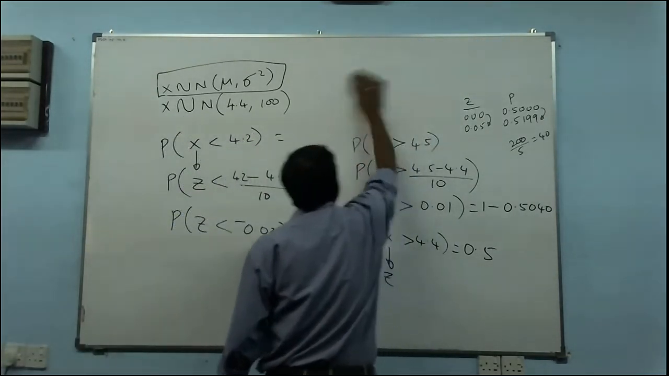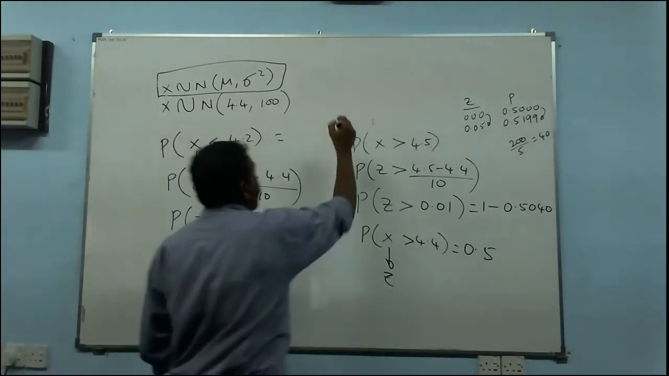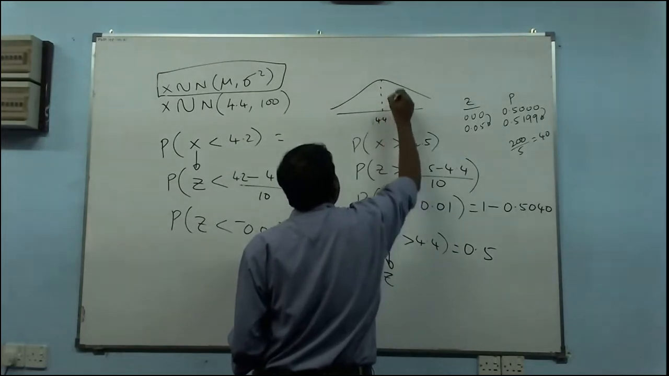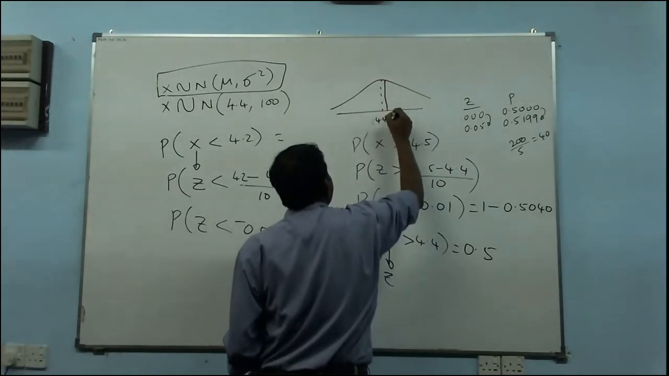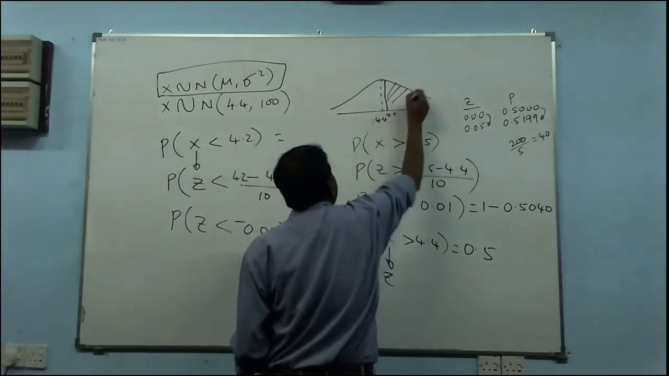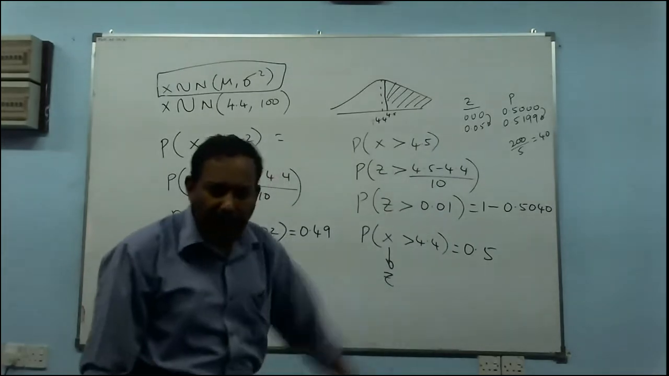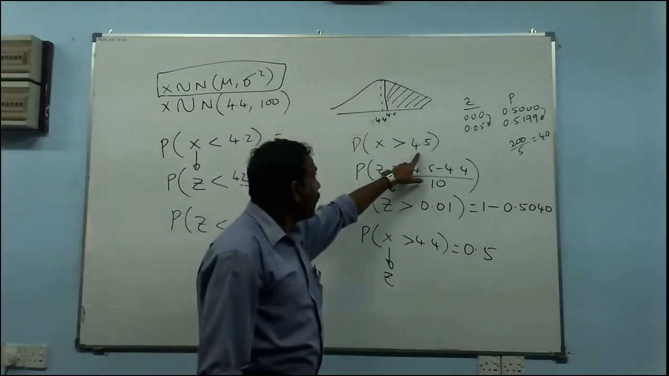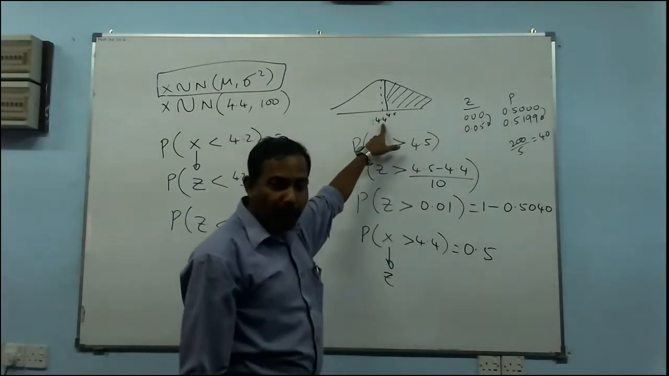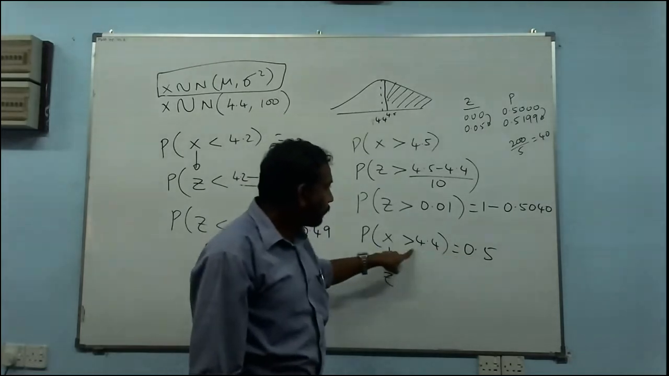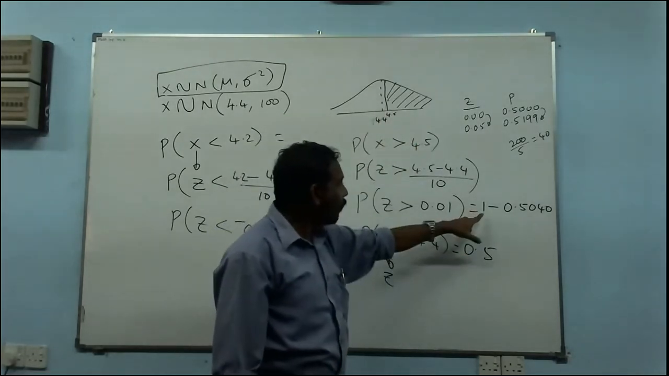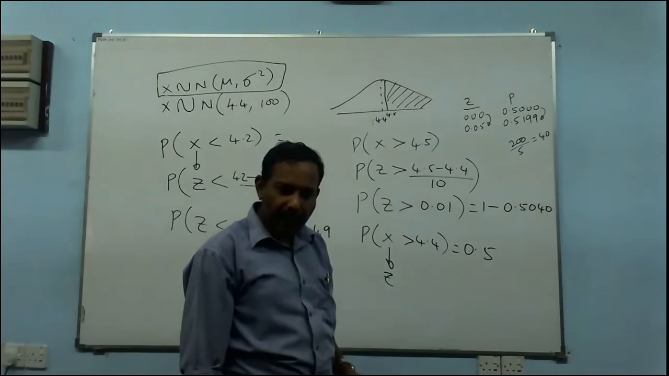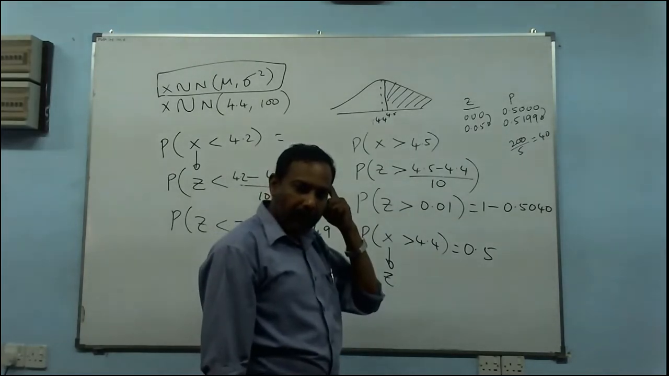Because we want to find out the area. So let's say this is 4.4, and this is 4.5. I want to find out that area. Definitely that area is less than 0.5. Do you agree? Because that area is less than the area of 4.4, which is 0.5. So I want to find out that area, so that is 1 minus. Okay. Is it clear?